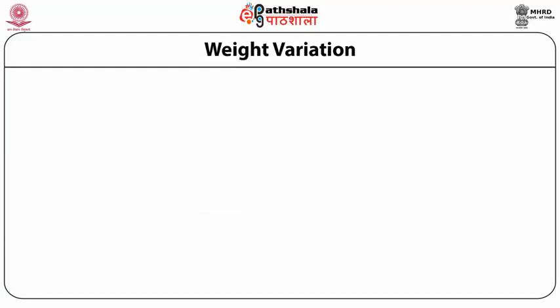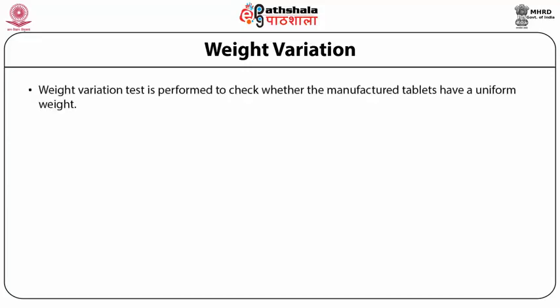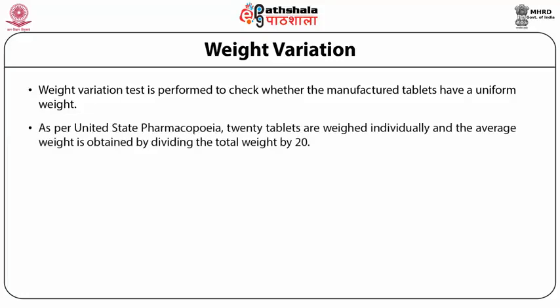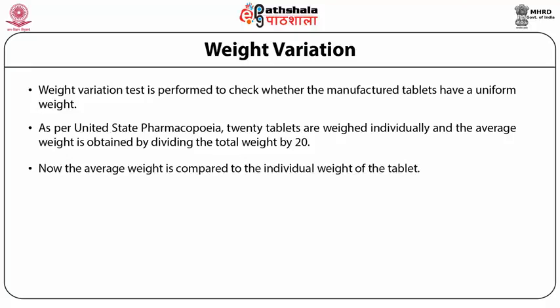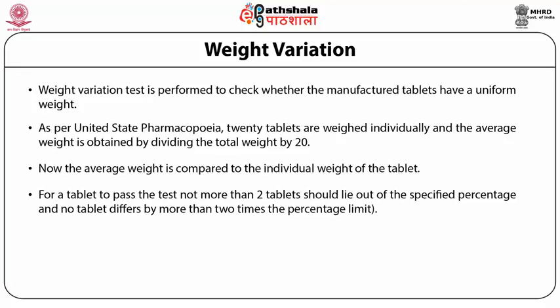Weight variation. Weight variation is again a parameter to evaluate tablet quality. The weight variation test is performed to check whether the manufactured tablets have a uniform weight. As per United States Pharmacopoeia, 20 tablets are weighed individually and the average weight is obtained by dividing the total weight by 20. Now this average weight is compared to the individual weight of each tablet. For a tablet batch to pass the test, not more than 2 tablets should lie outside the specified percentage and no tablet differs by more than 2 times the percentage limit.